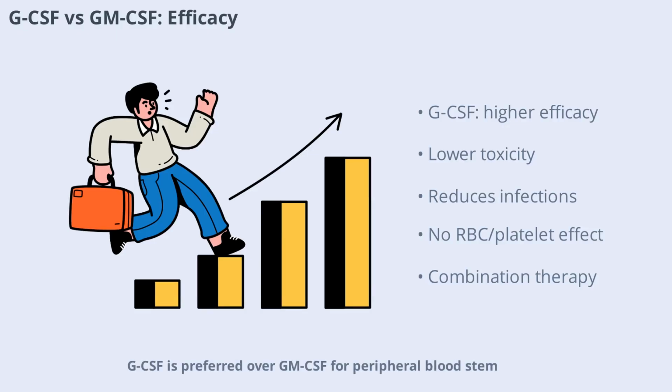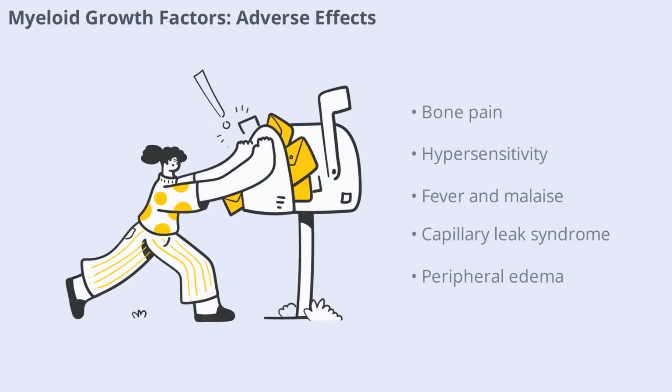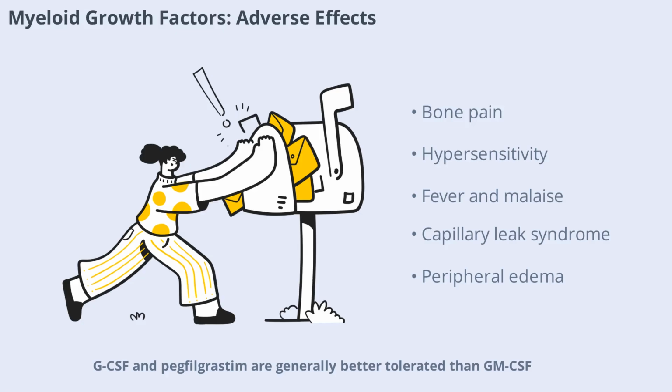G-CSF is preferred over GM-CSF for peripheral blood stem cell mobilization due to its higher efficacy and lower toxicity. G-CSF reduces episodes of febrile neutropenia, antibiotic requirements, infections, and hospital stays during chemotherapy. Neither G-CSF nor GM-CSF stimulates red blood cell or platelet formation, so they are sometimes combined with other growth factors for pancytopenia treatment. G-CSF and pegfilgrastim are generally better tolerated than GM-CSF.